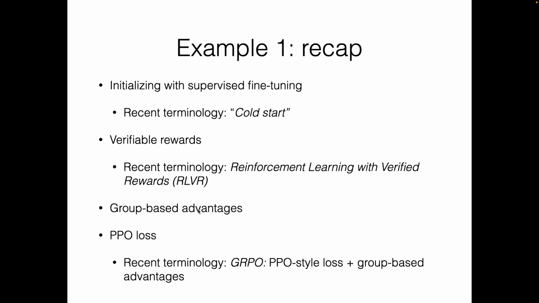These group-based advantages we'll see in the next example. Oh, it's down here. So basically this combination of a few different things is referred to as GRPO, or Group Relative Policy Optimization. Here you have this PPO-style loss, you have these group-based advantages, and then at least in the original GRPO, they also have this additional KL divergence term that we'll talk about later in the lecture.